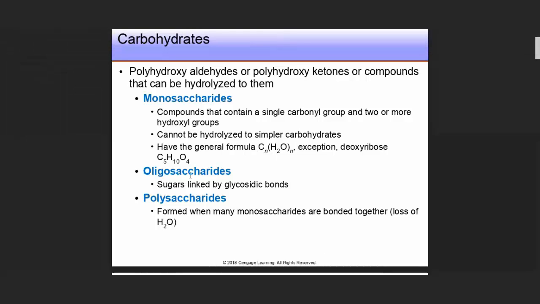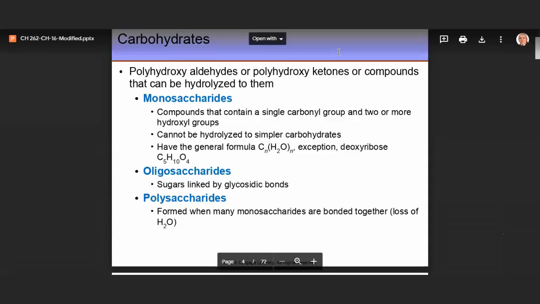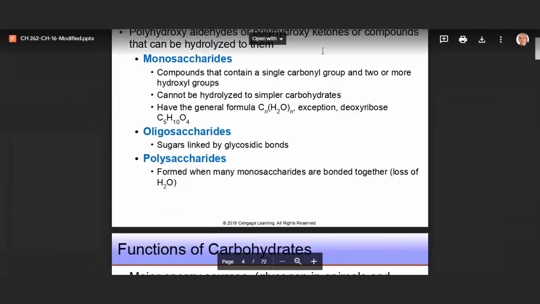But oligosaccharides are sugars linked by glycosidic bonds. Oligo from Greek, oligos means few. And polysaccharides, poly means in Greek many, formed when many monosaccharides are bonded together through the loss of one water molecule for the formation of one single bond.